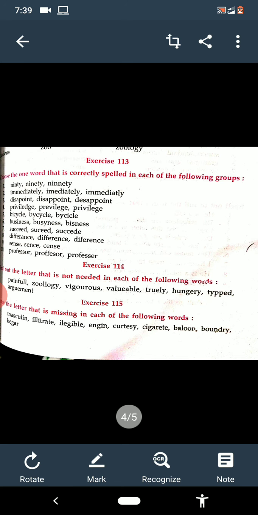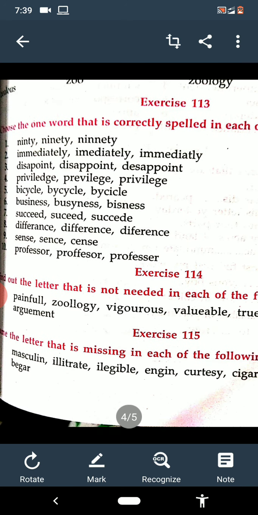Zoology. Z-O-O-L-L-O-Z-Y. What is extra? It is L. Zoology. Z-O-O-L-O-G-Y. Valuable. Truly. See what is extra? V-A-L-U-A-B-L-E. E is extra. Truly is extra. T-R-U-L-Y. Hungry. H-U-N-G-R-Y. Typed. T-Y-P-E-D. Argument. E. Vigorous.